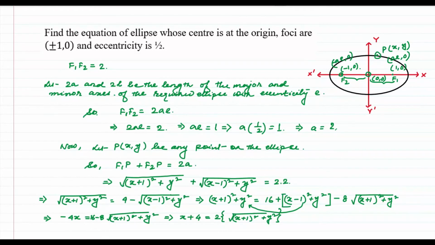Again, doing squaring on both sides, this equals to 4 into (x plus 1) whole square plus y square. So taking all terms to the left side, we are getting 3x square plus 4y square minus 12 equals to 0, and which is the required equation of the ellipse.